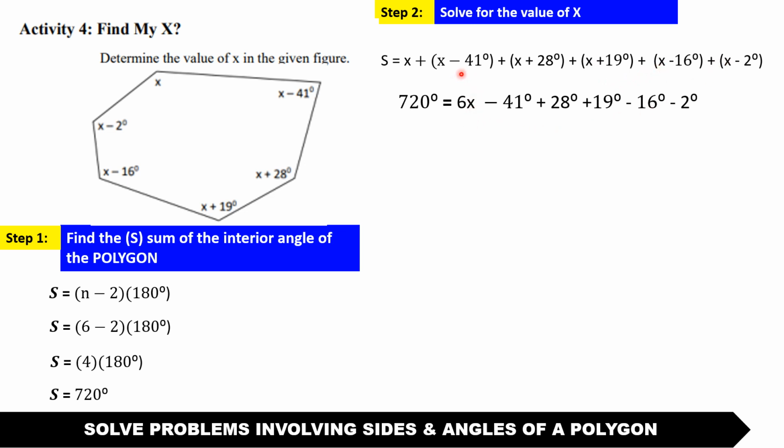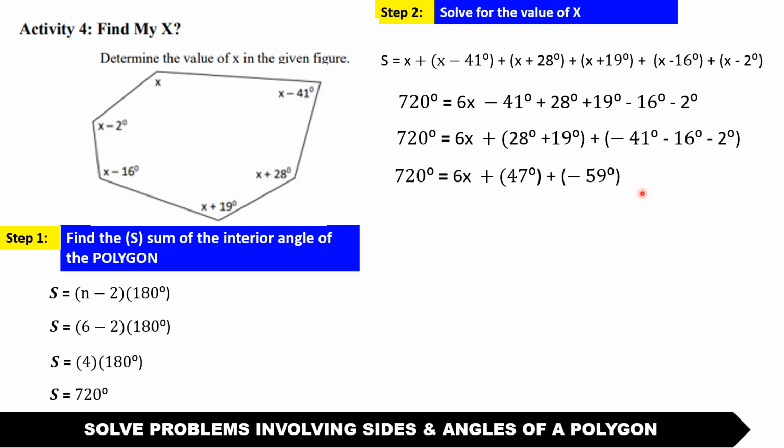And then, carry lang din natin ito. Since addition naman, kung ano yung operation dito, yun na rin yung kanyang sign. So, we have negative 41, positive 28, positive 19, negative 16, and then negative 2. So, for the next step, we put together like terms. So, yung positive 28 at positive 19 together, negative 41, negative 16, and negative 2 together. So, summing them up, we have 28 plus 19 is 47, and then summing up 41, 16, and 2, we will have here negative 59. Okay, simplify natin. 720 degrees equals 6x minus 12.